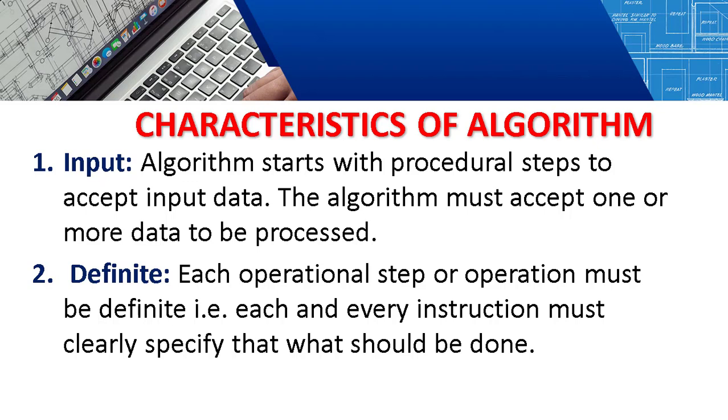The next characteristic, or feature, of the algorithm is definite. Each operational step or operation must be definite. That is, each and every instruction must be clearly specified about what should be done. In an algorithm we are writing a step-by-step procedure. The first step is you should have an input, and the second feature of the algorithm is that it should be definite. Definite means that each and every instruction must be clearly specified.